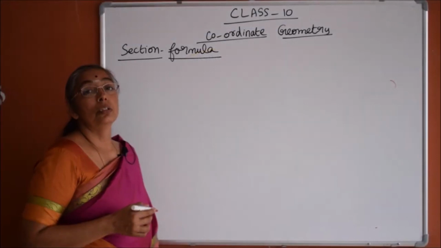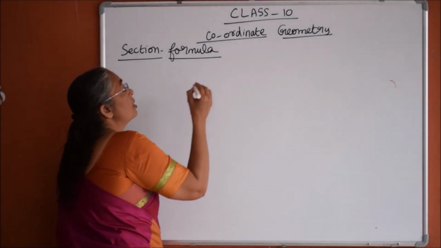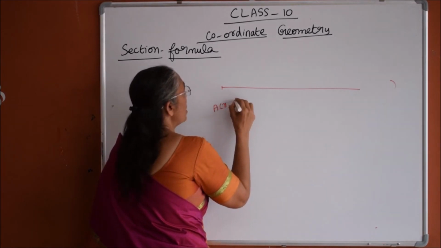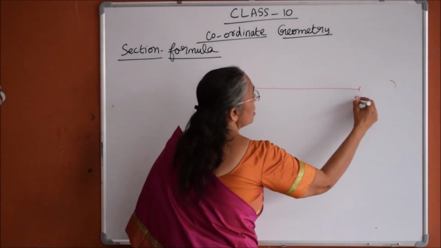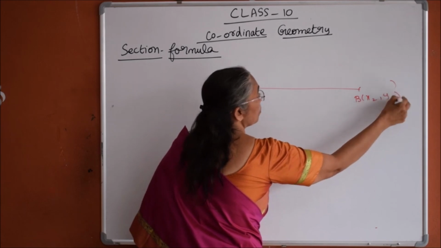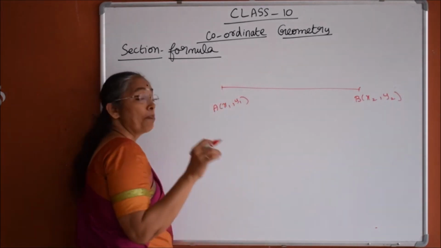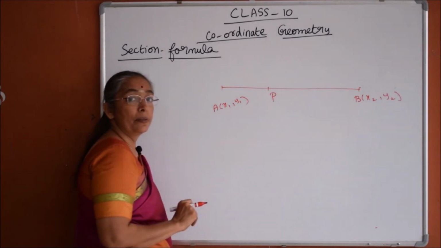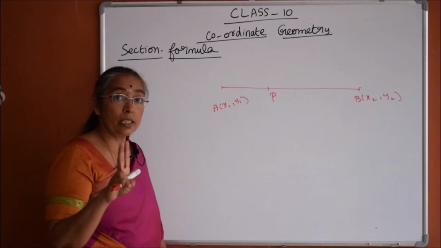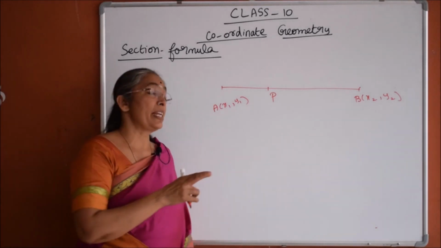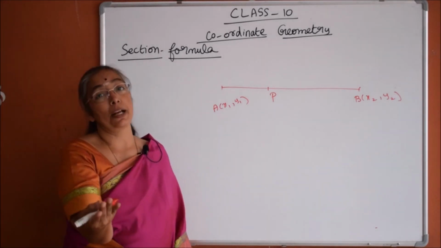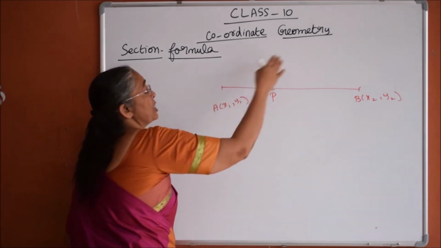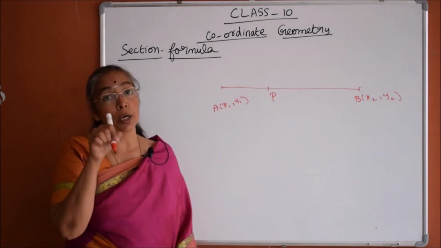Section formula. What is the section formula? Consider two points A (x1, y1) and B (x2, y2), and let P be a point in between A and B. There are two cases. P can be in between A and B, or P can be exterior to A and B, lying outside the line segment joining AB, that is on the extended line segment. But we will learn only the internal case now.